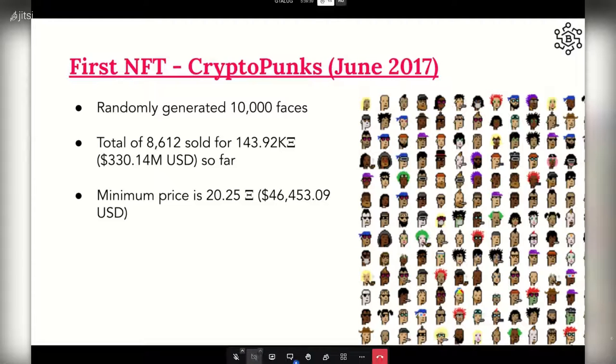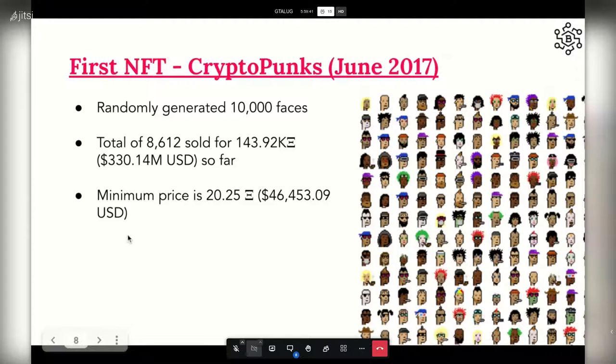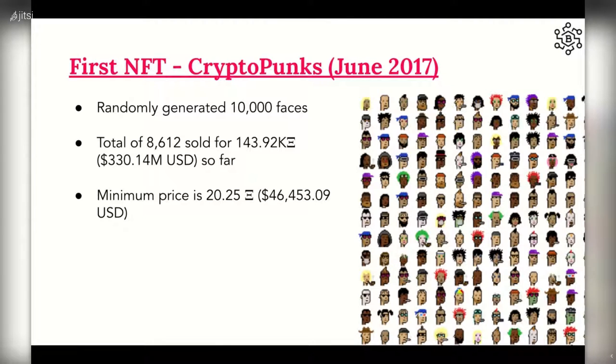CryptoPunk art was basically launched in 2017, roughly the early days of the hype cycle of Ethereum. And to date, roughly 8,612 are generated and sold. Each one is minimum priced at around 20 Ethereum. At the current rate, it will be around $40,000 to $50,000, depending on the price movement. And altogether, it's around $330 million.